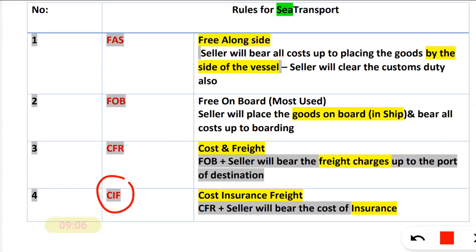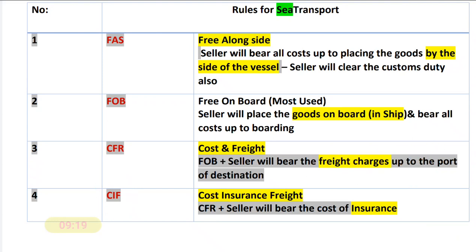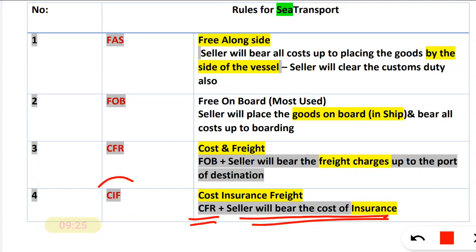Now next is the CIF. CIF is simply Cost, Insurance, Freight, meaning the cost will be borne for the loading, insurance charges will be borne, plus freight, meaning transportation charges, will be borne. Means CFR plus the seller will bear the cost of insurance also. So CIF means FAS is included, FOB is included, freight is also included, and insurance is also included.